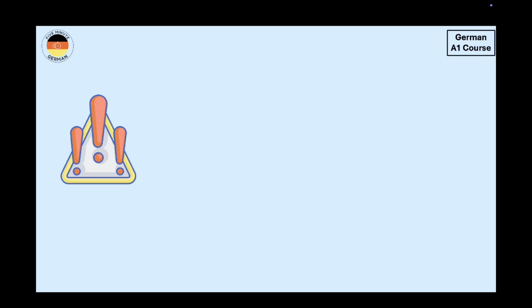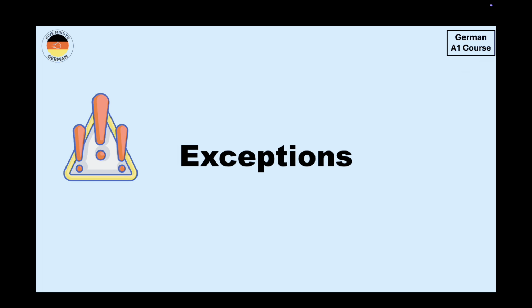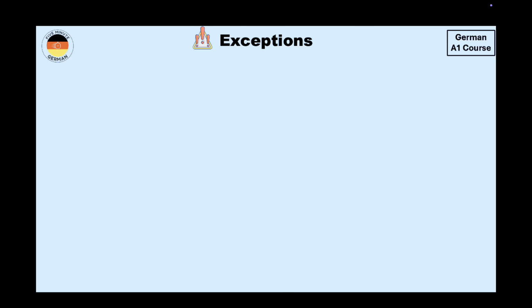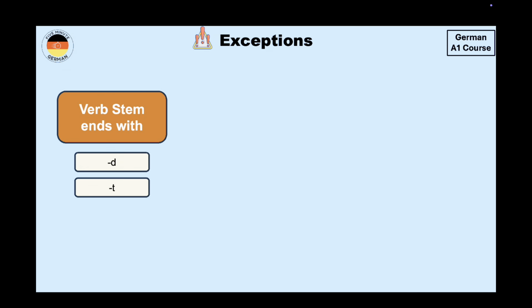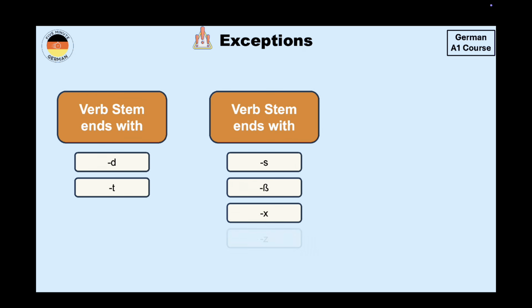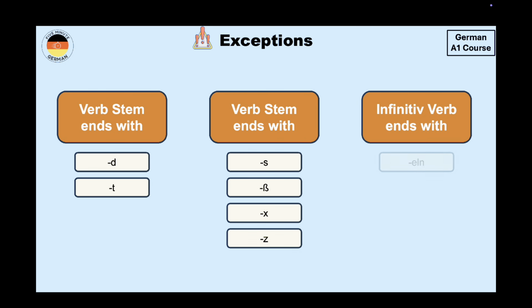However, since this is a language, there are always exceptions, and in case of regular verbs we have three exceptions. The first is when the verb stem ends with the letters d or t. The second is when the verb stem ends with the letters s, ß, x or z. And the third is when the infinitive verb ends with the ending eln or aln in German.